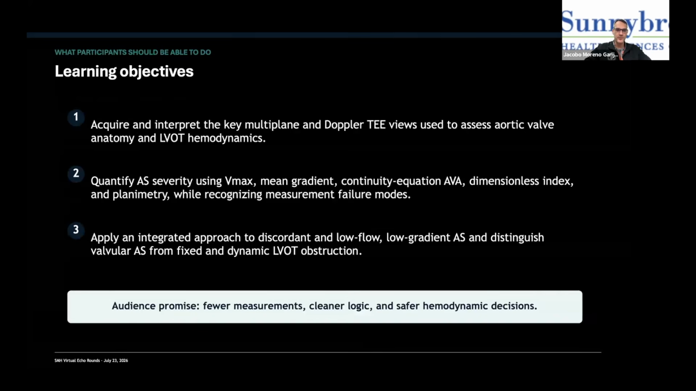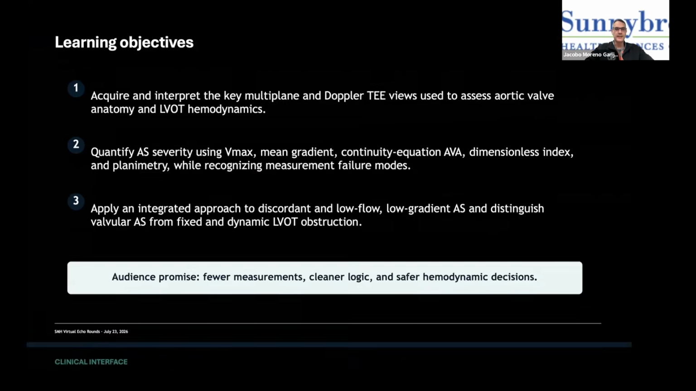The only thing I can promise the audience is that I will try to reduce measurements to a maximum. I'm going to try to give a clear logic of why we do this, especially for us in transesophageal echo, and then what are the safer hemodynamic decisions that we need to make in those patients.